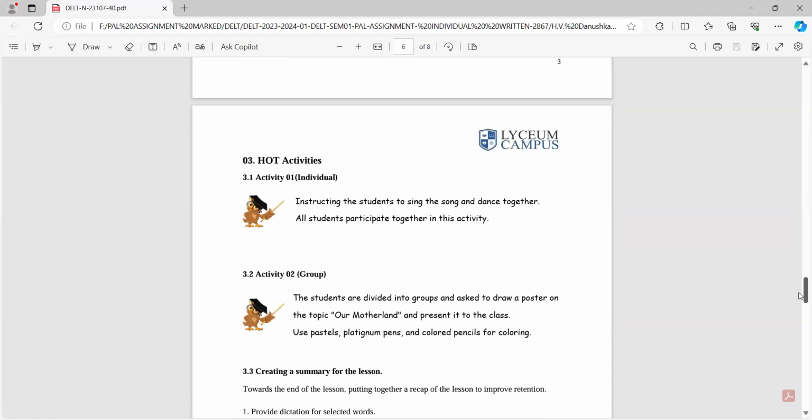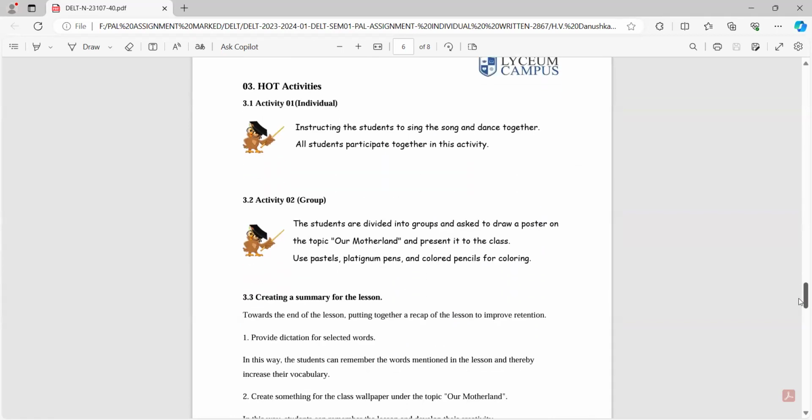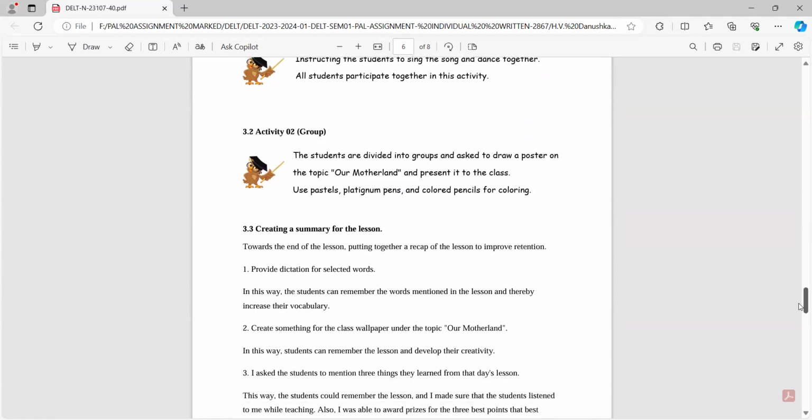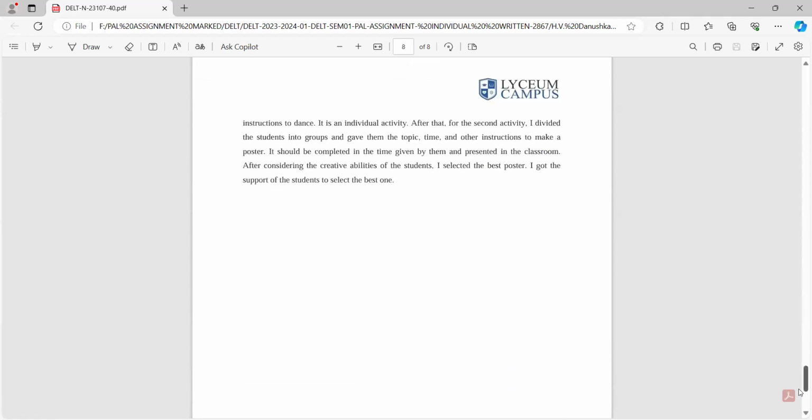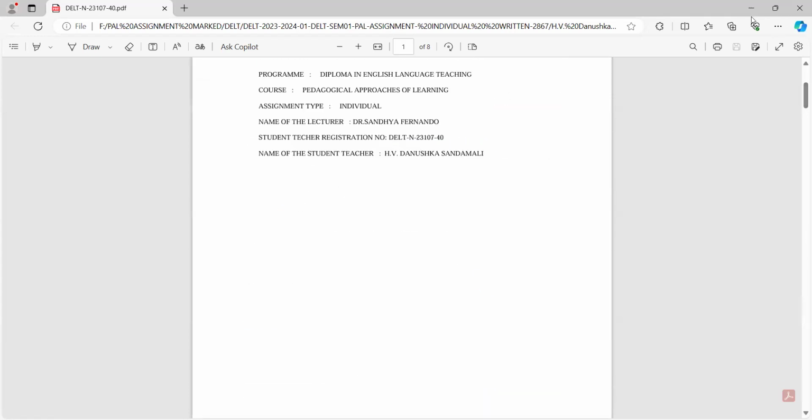And then hot activities once they come to class. Instructing the students to sing the song and dance together. All students participate together in the activity. Group 2, the students are divided into groups and asked to draw a poster on the topic of motherland and present it to the class. Use pastels, platinums, and pens. Not a very good one. This is how she has planned her flip method, though not a very good one.